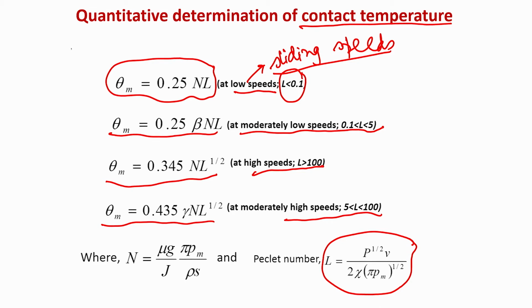While L is mentioned here as a Peclet number, which is p to the power half, V is your sliding speed, this is your thermal diffusivity, this is your mean contact pressure, and this is your load. And what is capital N? Capital N is nothing but mu g by j pi p m by rho s.